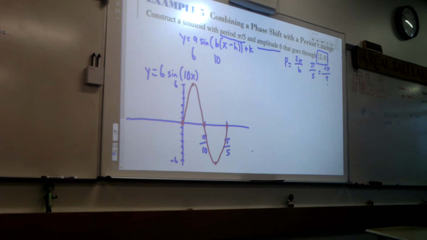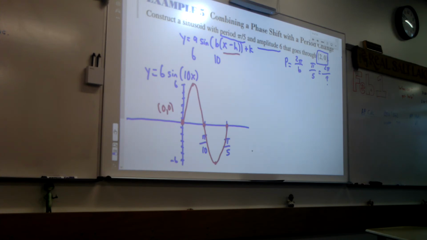Okay. Are you okay with what I've done so far? Yeah? Okay. The last thing we want to talk about is, currently, this is the only key point that I really like here, is this goes through the point 0, 0. If we want to make it shift to the right 2 points, what do you remember about shifting it left or right?